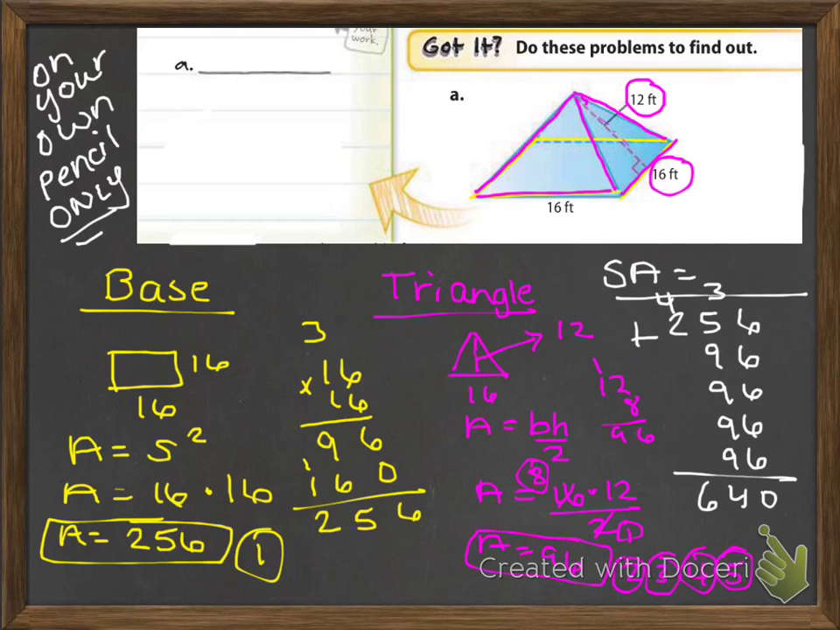But before I move on, I'm going to write it on the line over here: surface area equals 640 feet squared. Don't forget, it's square feet because you're talking about area. It's not feet cubed. Feet cubed would be how much space is inside. So that's why it's square feet.